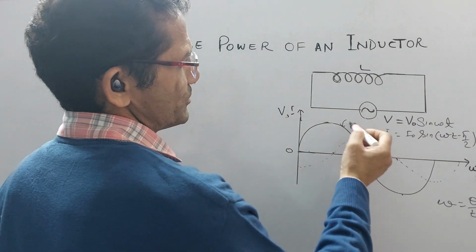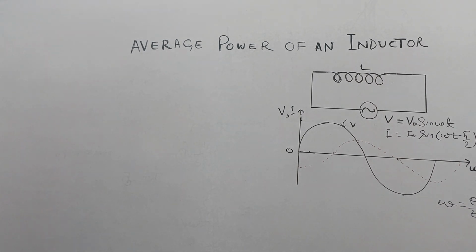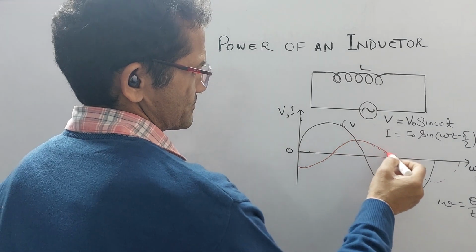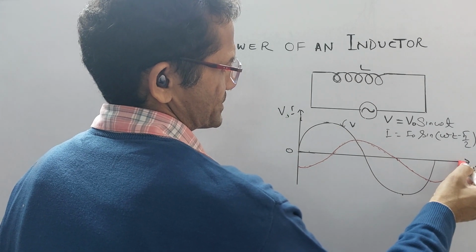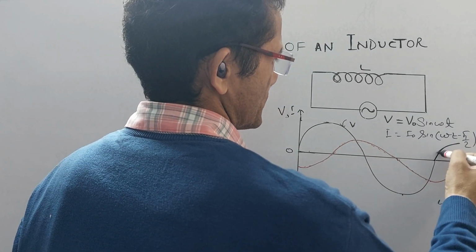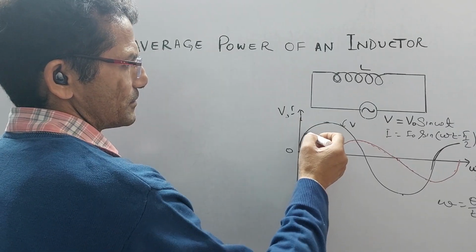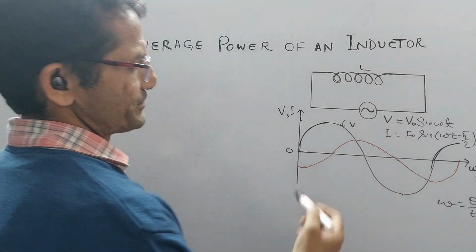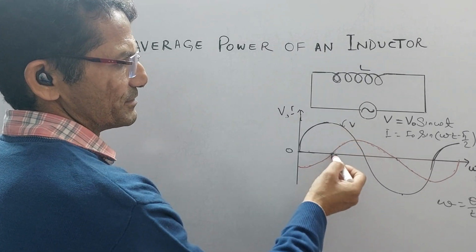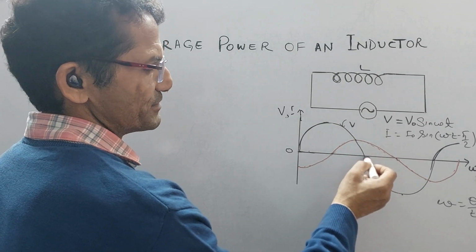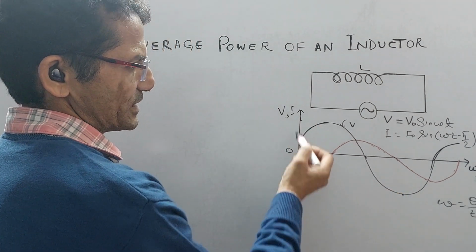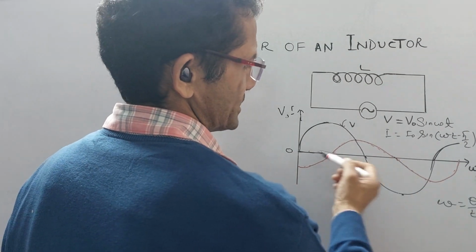Since the magnitude of voltage is more than that of the current, this is our current value at different times. So I have drawn this with our voltage ahead of the current by an angle of 90 degrees. When the voltage has the maximum value, the current has the minimum value. When the current has the maximum value, the voltage has the minimum value, when the current has the minimum value, voltage has the maximum value in the opposite direction, and so on. So this is a graph between voltage and current, and time or omega t or theta on the x-axis.